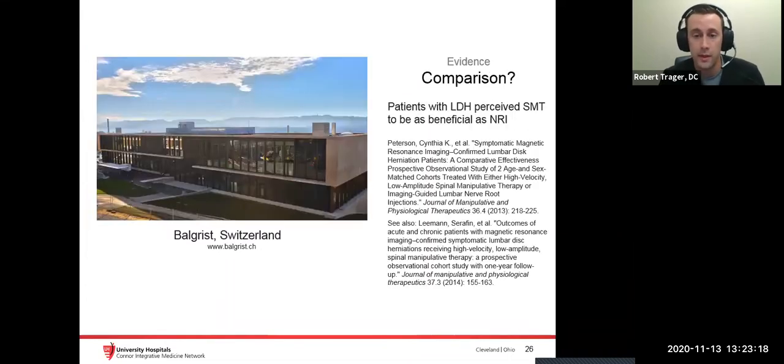This is one study that's come out since that study was done. It was done in Switzerland, where they have an integrative medical chiropractic school. And they compared patients receiving nerve root injections, epidural injections, to those receiving spinal manipulations. And patients reported similar outcomes in both groups. And this study helps to show that chiropractic spinal manipulation is a viable option for patients suffering from sciatic pain.